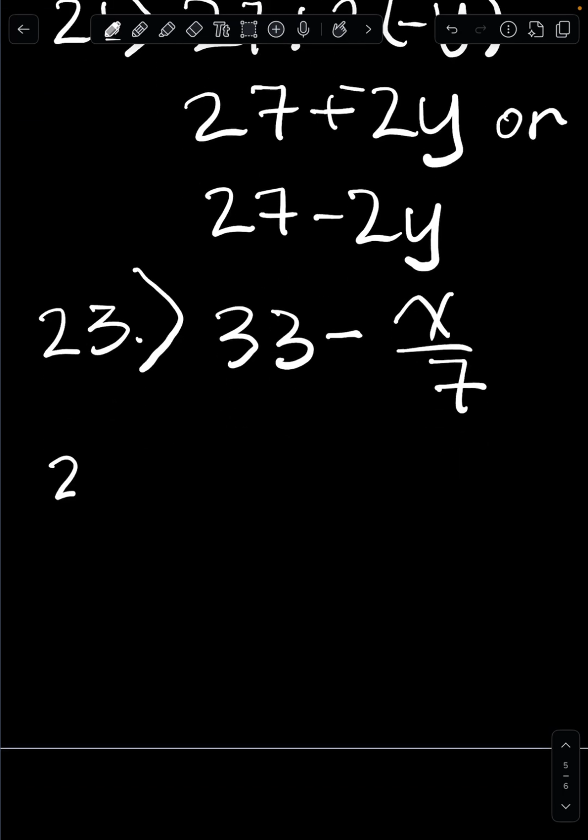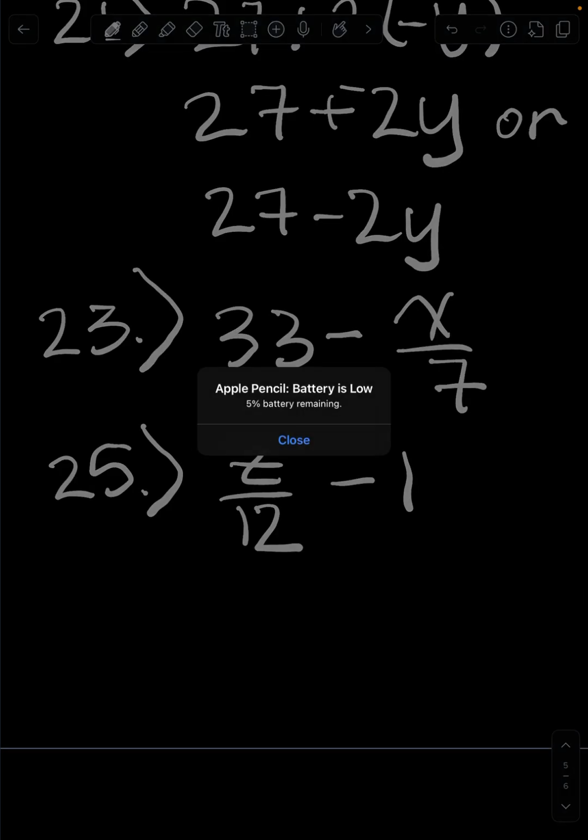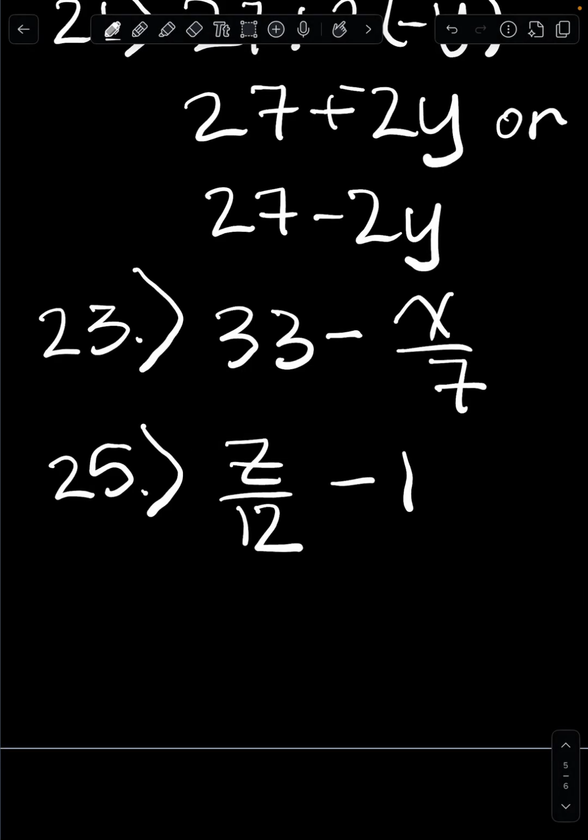Number 25. 1 less than the quotient of z and 12. So here's the word than again. So that means I'm having a minus 1 at the back end. I have 1 less than the quotient, so I'm dividing z and 12. Z divided by 12. Oh no, battery is low.